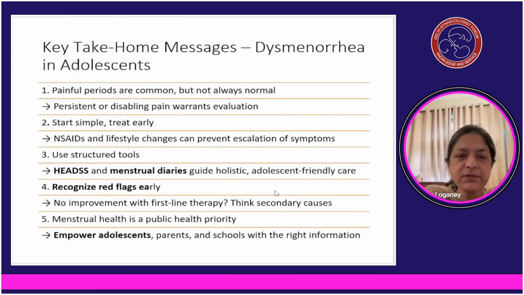So going to the last two slides, which are the key take-home messages. Painful periods are common, but not always normal. Persistent or disabling pain warrants evaluation. Start simple, treat early. NSAIDs, lifestyle changes can prevent escalation of symptoms. Use structured tools. HEADS classification for psychosocial assessment, menstrual diaries, guide holistic adolescent friendly care. Recognize red flags early. No improvement with first-line therapy. Think secondary causes. Menstrual health is a public health priority. Empower our adolescents, parents, and schools with the right information.